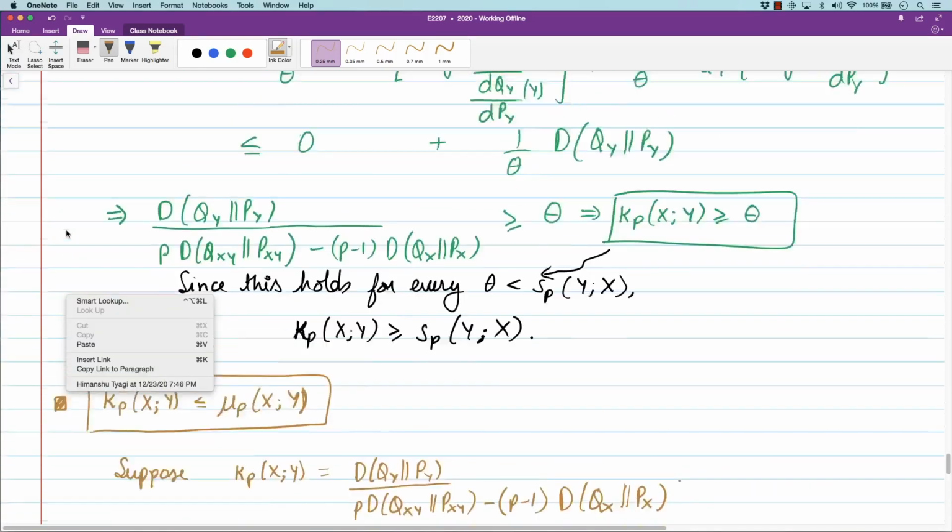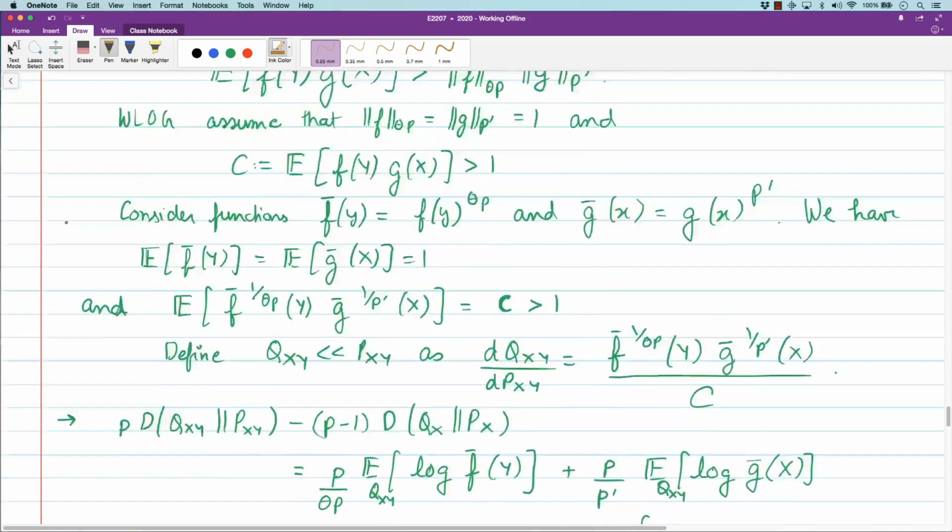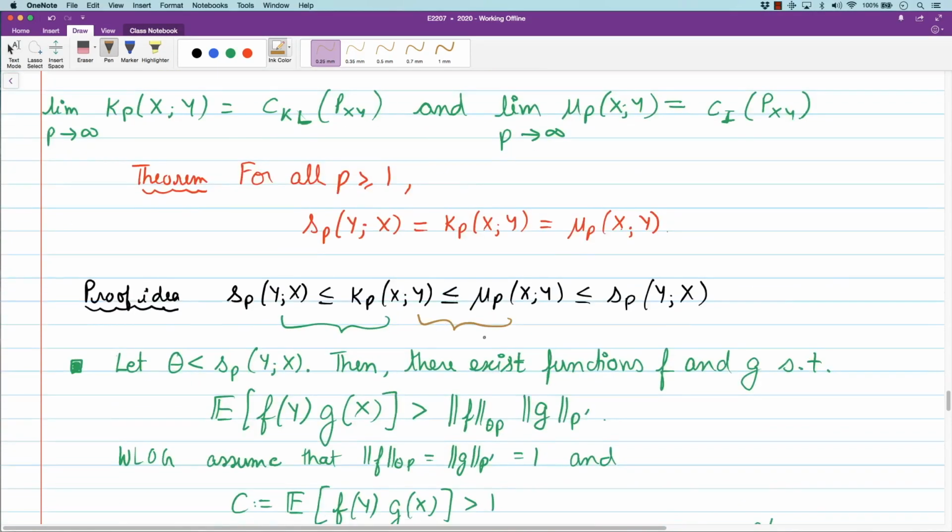This is the second part, and both these parts were self-contained analytics, so I could present them. However, this last part requires a lot of ideas from information theory. In fact, that's why I'm calling this a sketch. So this last part uses ideas from multi-terminal information theory actually.